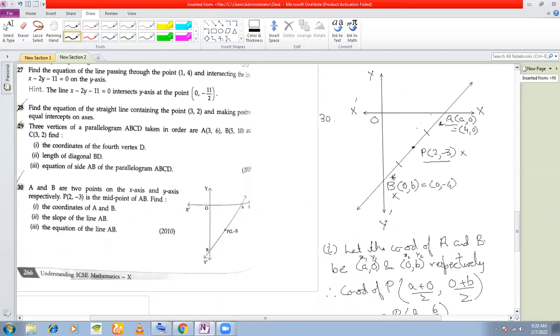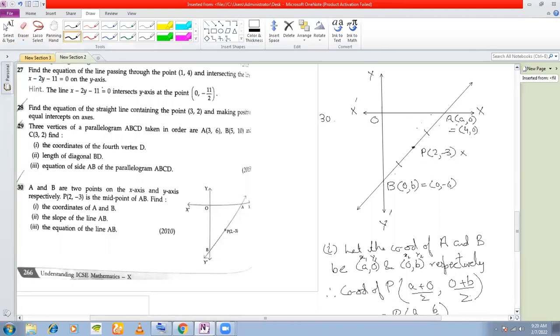Again, the equation of the line AB, you can find it in three possible ways. What are those ways? You definitely have to use the two-point form, because there are three points on the straight line. You know the point A, you know the point P, and you know the point B. So any two points you can choose among these three.